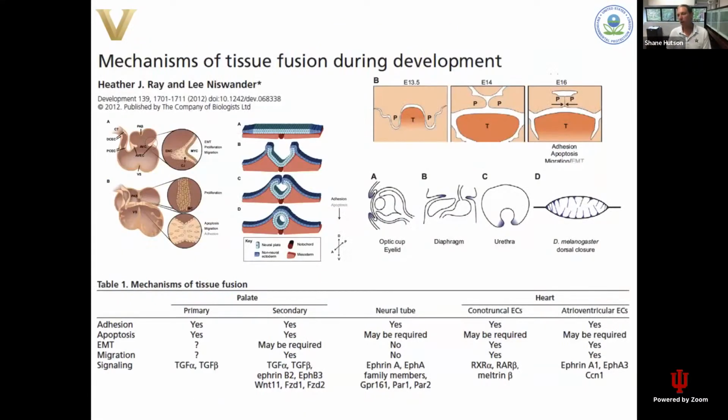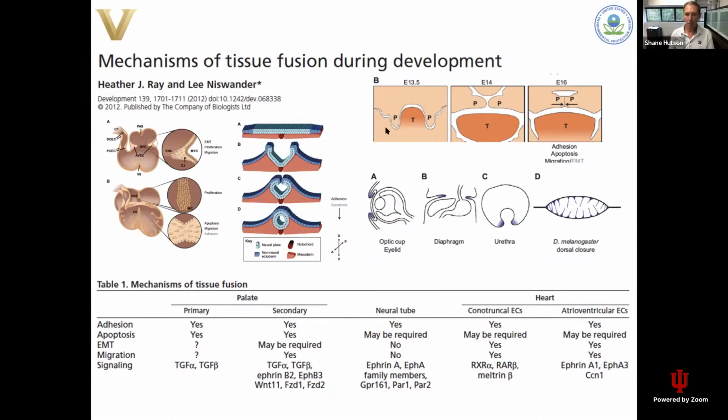All right, so we chose palate as our fusion model, but just to remind you that fusion is everywhere during embryonic development, right? Your diaphragm grows in from both sides of the body and then fuses in the middle. There's fusion going on in heart development. Your neural tube curls over and then fuses together into a single tissue. Optic cup, urethra, all right, there are examples all over the place. So it's a very classic thing that has to happen where you have two tissues that have to merge into one.